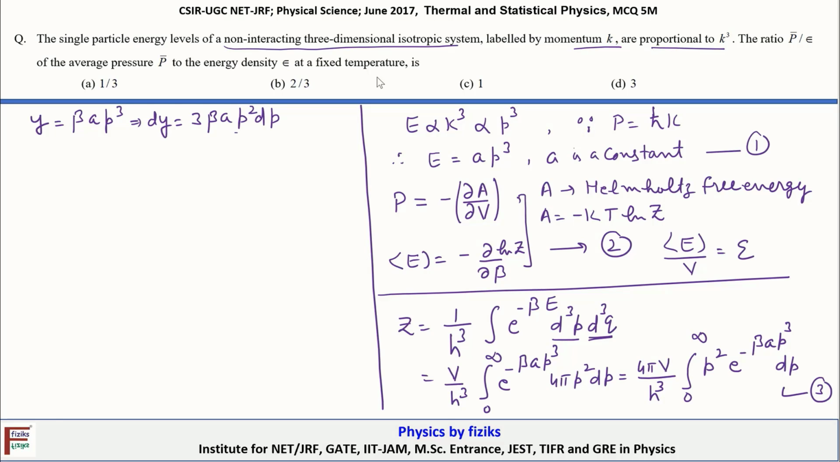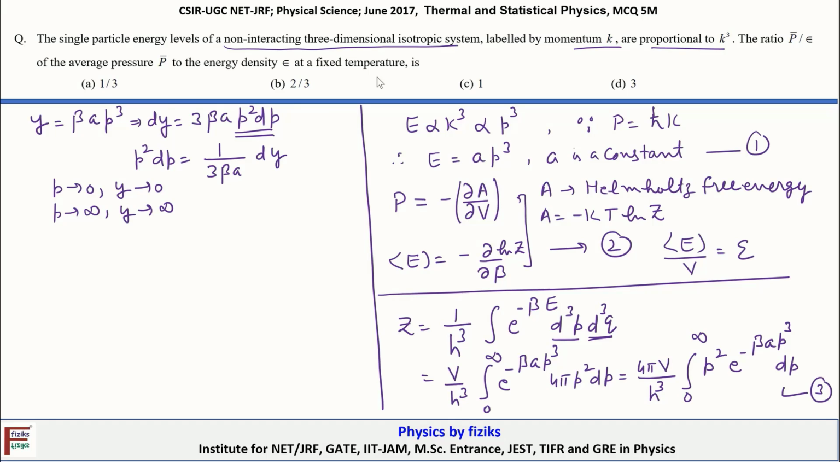Okay, so from here we will find the value of p square dp because we need it in the integral. So p square dp is equal to 1 divided by 3 beta a times dy. Another important point to note is that as p goes to 0, y also goes to 0, and as p goes to infinity, y also goes to infinity. So the limits of integration will not change.